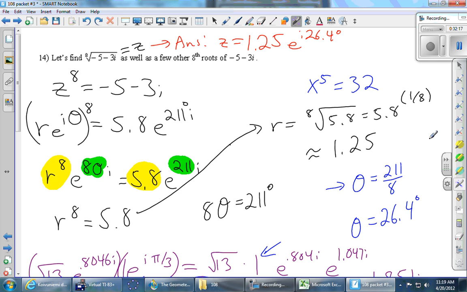360. Now, if you added 360, I will put it here in green. If you added a 360, you would now have, what, 571. What would you do to find theta? You divide it by 8. Super, 571 divided by 8.